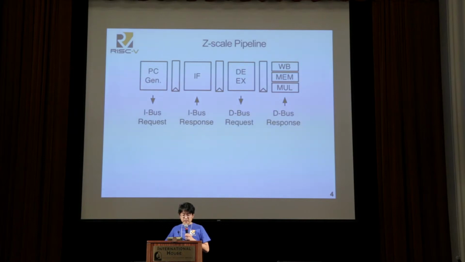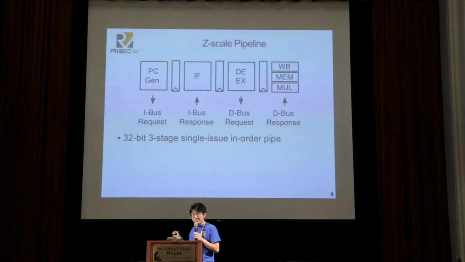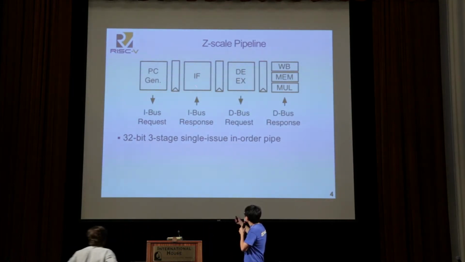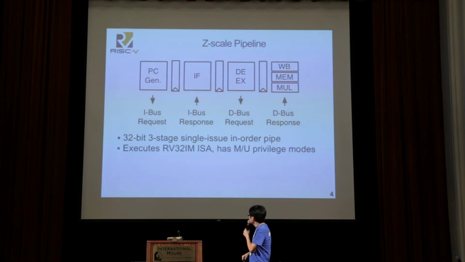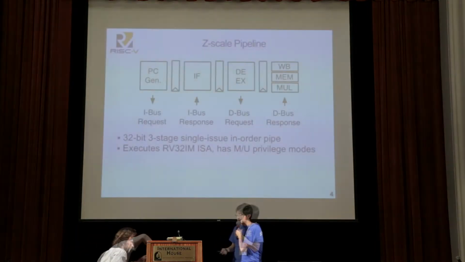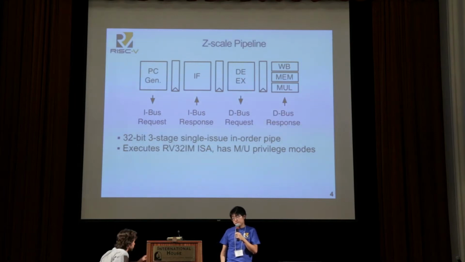The Zscale pipeline is a very simple 32-bit three-stage single-issue in-order pipeline. There is half a stage here, PC Gen, which gets fused into other stages. So it has the fetch stage, the decode and execute stage fused into one stage, and a write back stage. All the normal integer operations go through this three-stage pipe, and there's a bypass path from the write back to the decode. It executes the RV32IM ISA, which has 32 registers, and all the performance counters are mandatory. And it supports the M and U privilege modes.